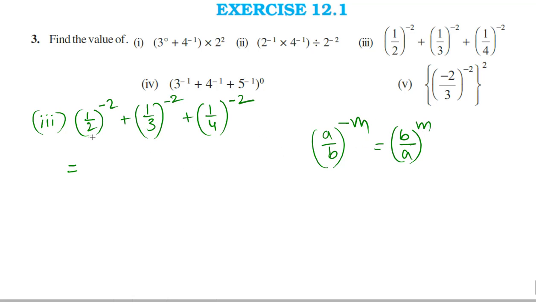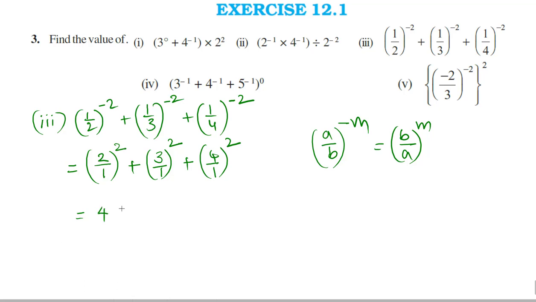Now in the same way, 1 by 2 whole to the power of minus 2 we write as 2 by 1 whole to the power of 2. Similarly, 1 by 3 whole to the power of minus 2 we write as 3 by 1 whole to the power of 2. Similarly, for 1 by 4 we write 4 by 1 whole square. This is equal to 2 by 1 is 2, 2 square is 4. Then 3 by 1 is 3, 3 square is 9. 4 by 1 is 4, 4 square is 16. So this is 4 plus 16 is 20, 20 plus 9 is 29. So the answer is 29.